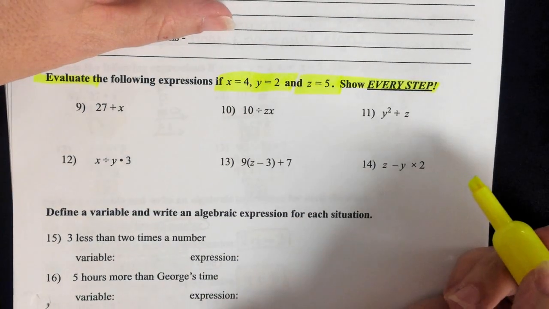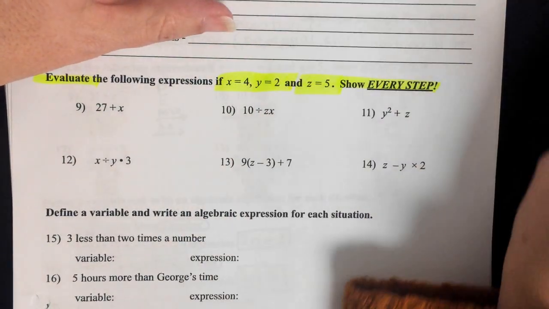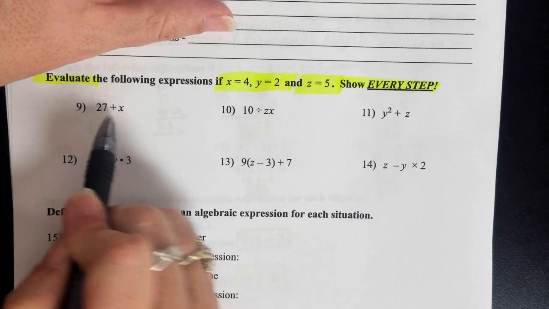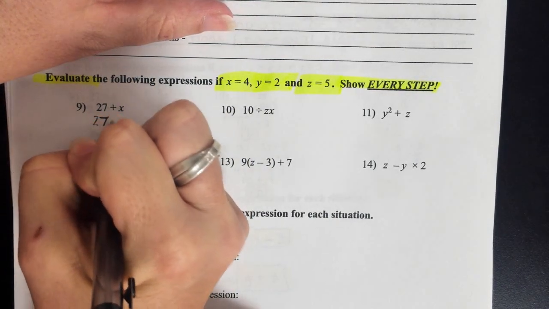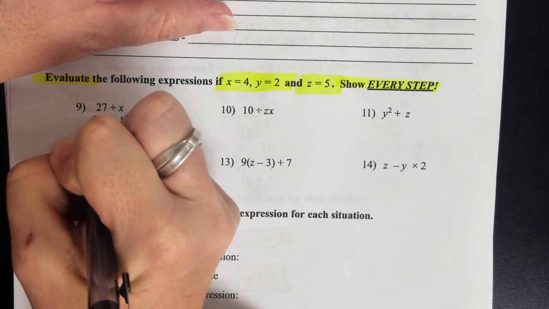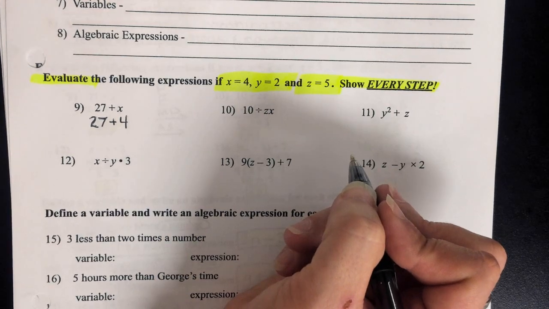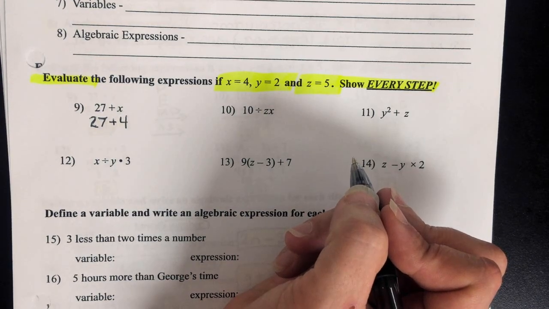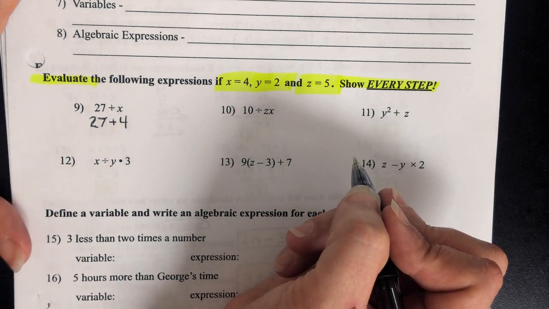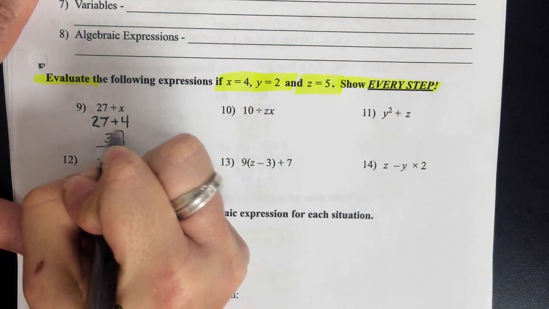Evaluate means solve it. Another trick to this is, most of you are seeing they told me x is 4, and then you're coming to me and asking me, do I solve it? But guys, I'm going to tell you right now, if you've got all numbers and no letters, you can solve it. You solve it. You go down to a final answer. 27 plus 4 being 31.